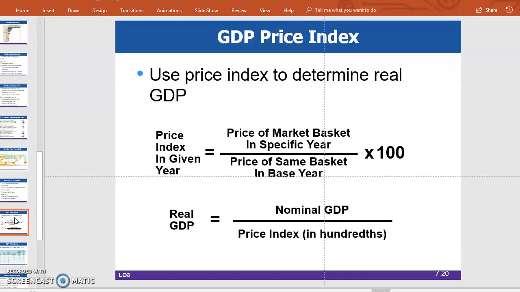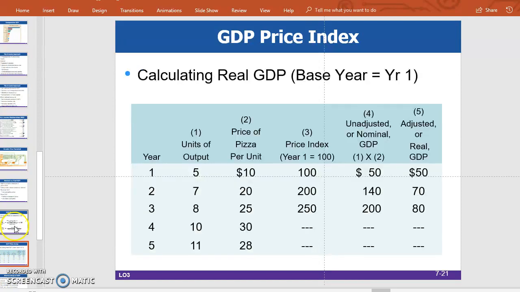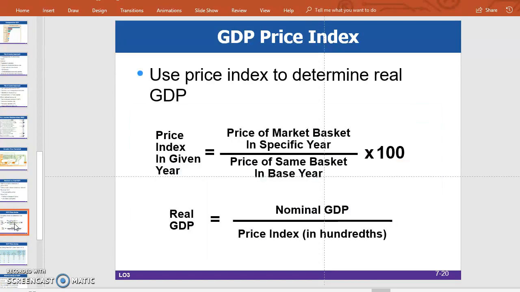Price index in a given year equals what? The price of the market basket in the specific year divided by the price of the same basket in the base year, times 100, right? So that is how we measure the price index. Soon we will show you how to use this in the next example, in that table. Before that, let us discuss one more thing. If we want to find real GDP, then we can divide the nominal GDP by the price index in hundreds, right? Or if we have the price index not in hundreds, then we can do nominal GDP divided by price index times 100. That will be real GDP, right?